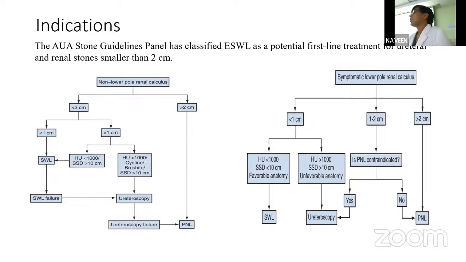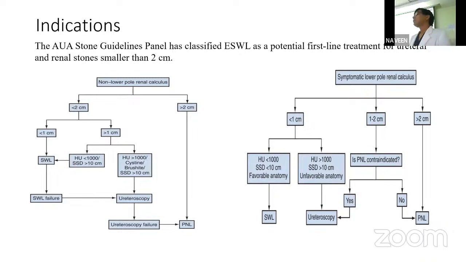What about the length of the infundibulum? Less than 3 centimeter. If the length is more than 3 centimeter, it is unfavorable. What is the difference between infundibular length and infundibular height?